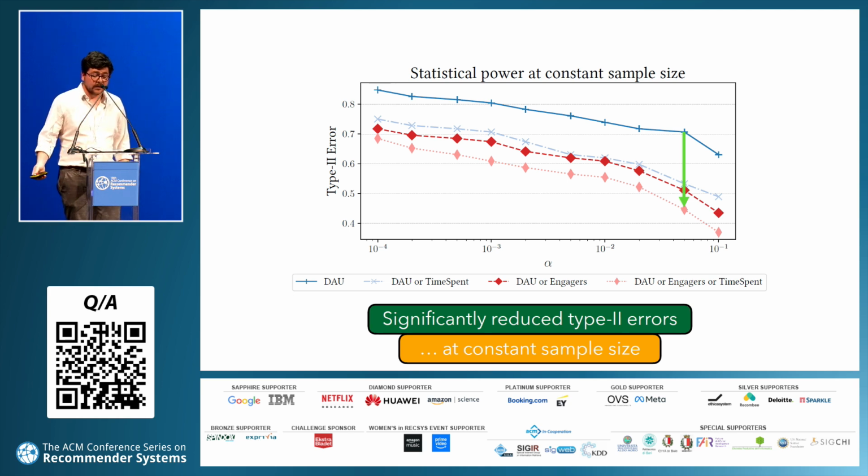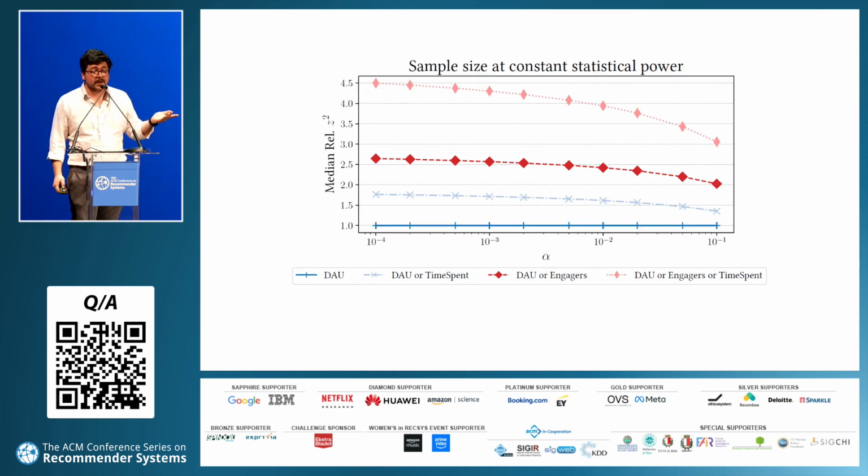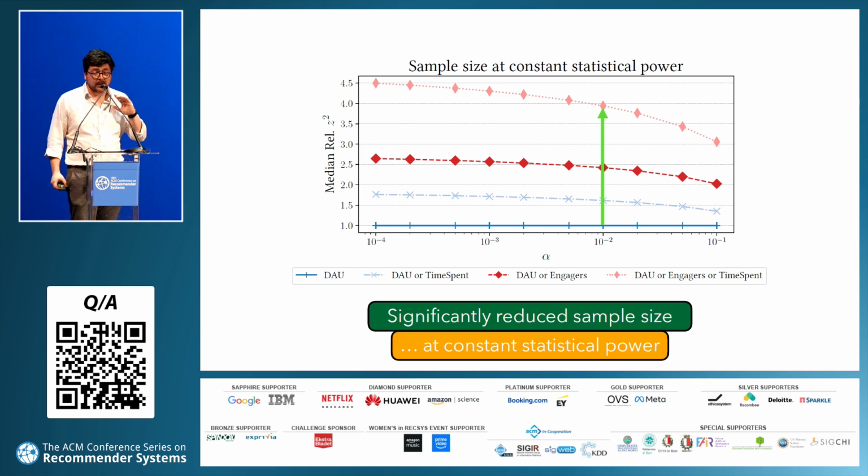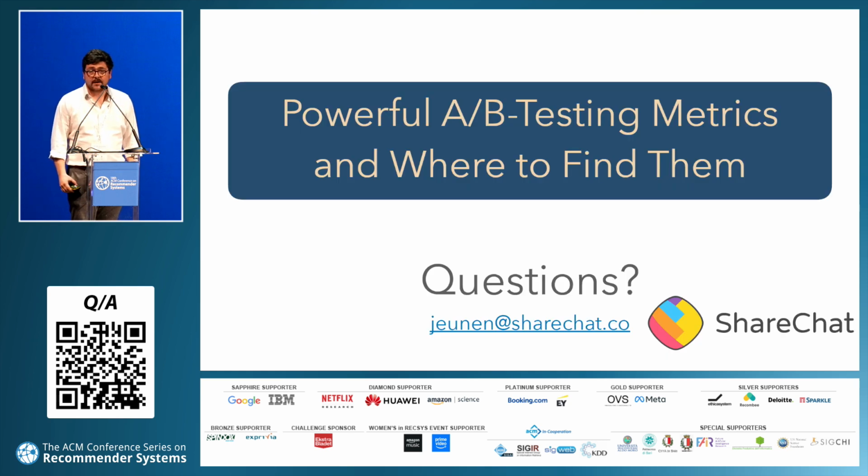And a different way to look at this is, well, maybe I'm actually fine with the level of type 2 errors that I have. And then you would be able to use this to get significantly reduced sample sizes at a constant statistical power. So that's what we did at ShareChat. We're using this to figure out which metrics are important and which ones are less important. And it makes it a lot easier to have an experimental discussion where we can talk about data instead of about opinions. So that's my talk. I'd be very happy to answer any questions.